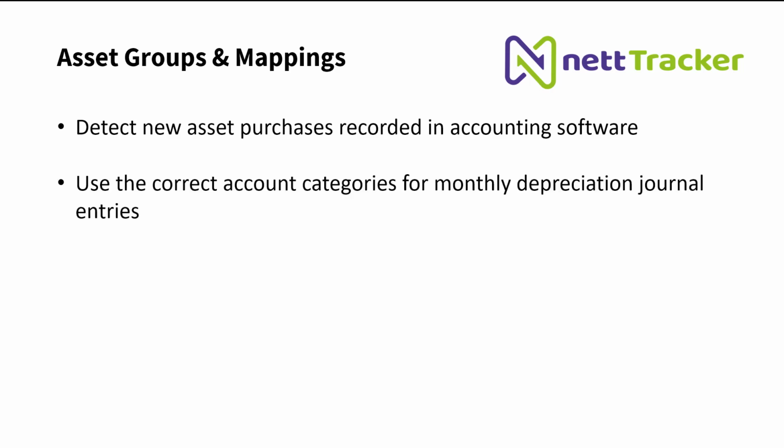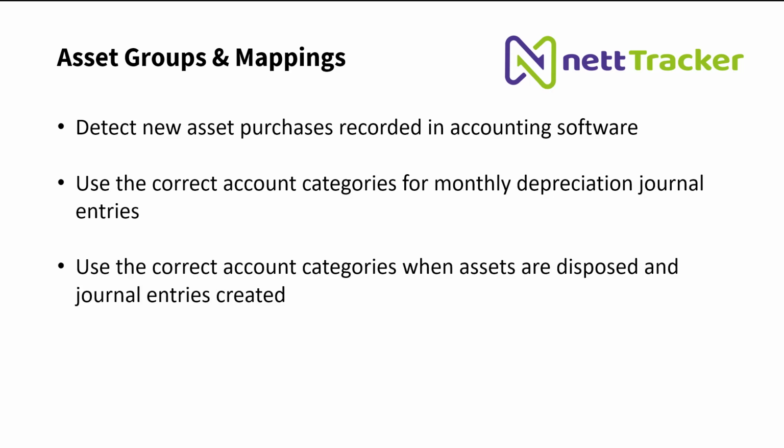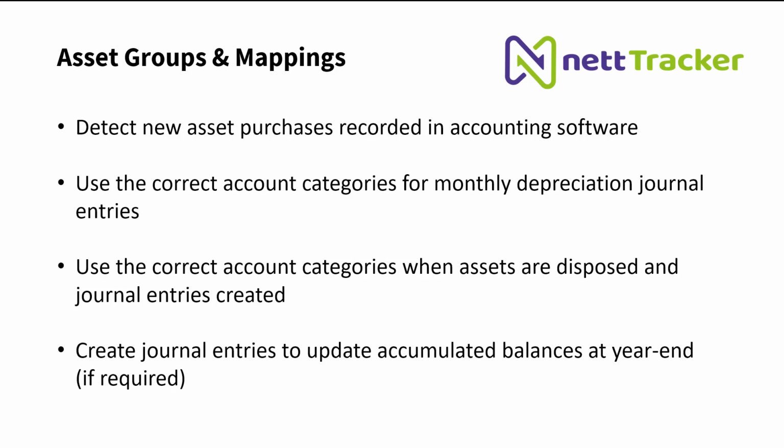Make sure that we use the correct account categories when the monthly depreciation journal entries are posted, and use the correct journal account categories when your assets are marked as disposed, and again those journal entries created for the disposals. And if applicable, if you use separate accounts that hold your accumulated balances to those that monitor the movements during the year, then you can use those mappings there to make sure that balances are adjusted during the year-end process.